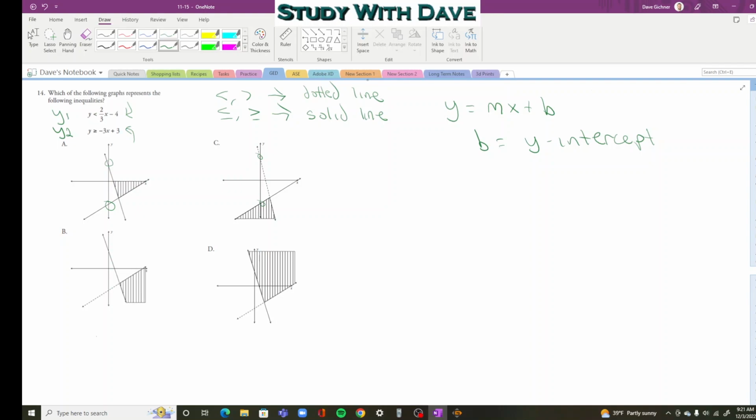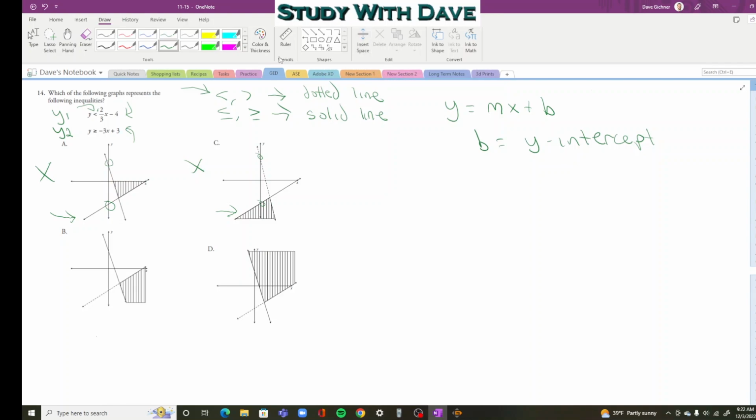So let's look at y1. For this first one, here's y1, and we've got a solid line here. We've also got a solid line here on C. The issue is that this is a less than, and we know that less than corresponds to a dotted line, so we can pretty much just say those A and C are clearly not correct. So now we just have to choose from B and D down here.